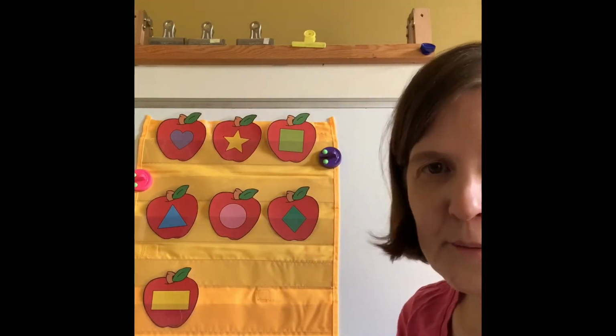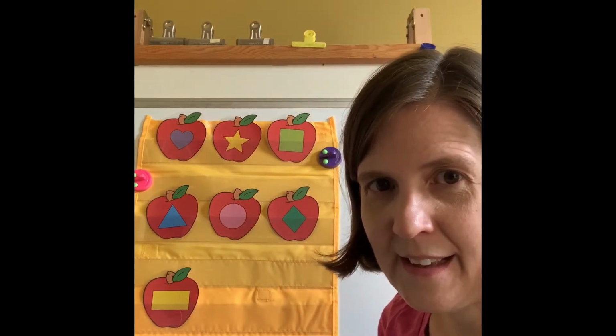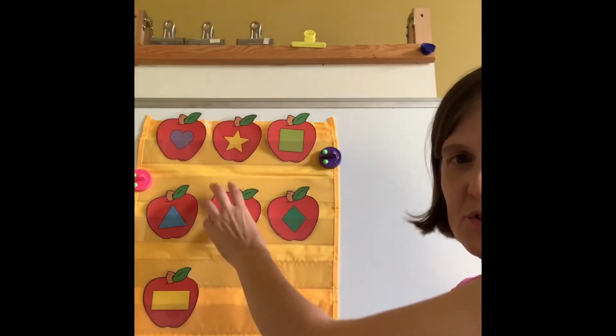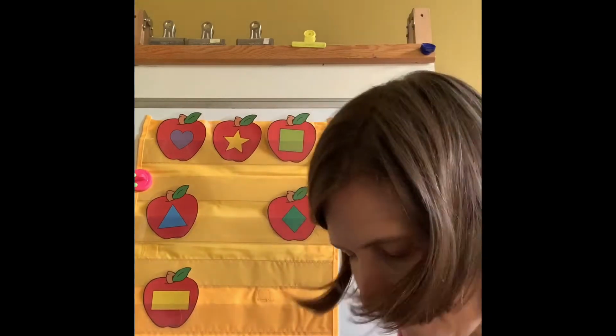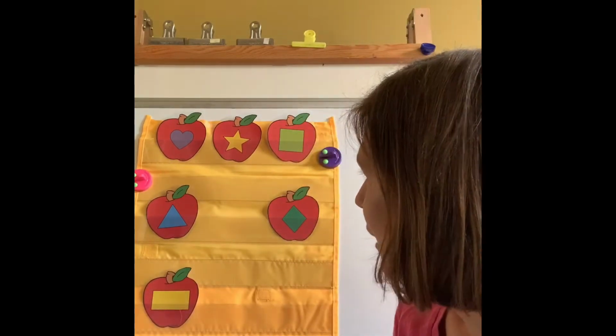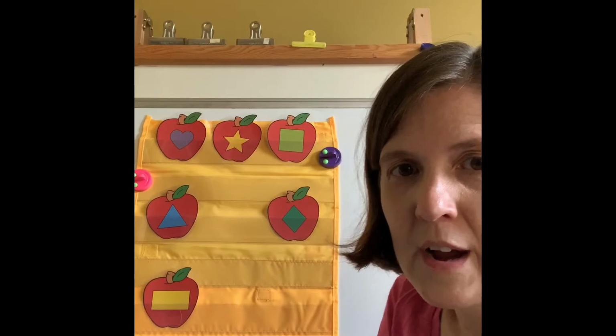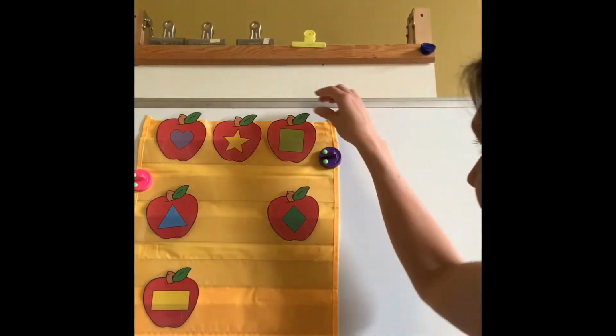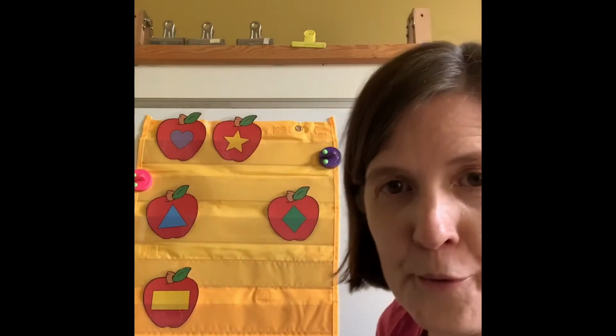No, Willie. Where should we go next? What do you think? You want to try the circle? No, Willie. Where should we go next? Do you want to try the square? Let's try the square. No, Willie.